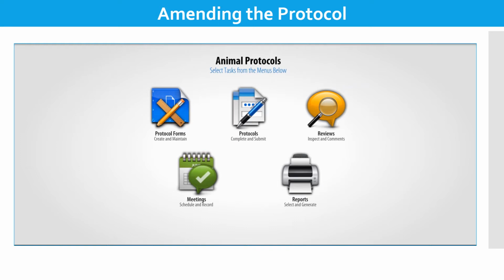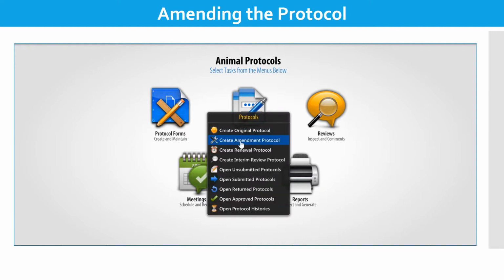Animal research protocol approvals are effective for 3 years from the date of approval. However, in the meantime, changes may need to be made to the protocol. If such is warranted, an amendment is required. To amend the protocol, log into the TOPAZ account and return to the Animal Protocols menu. In the menu, select Create Amendment Protocol.